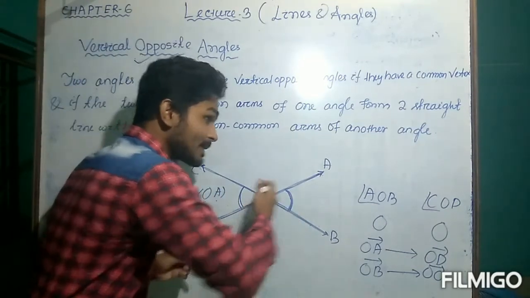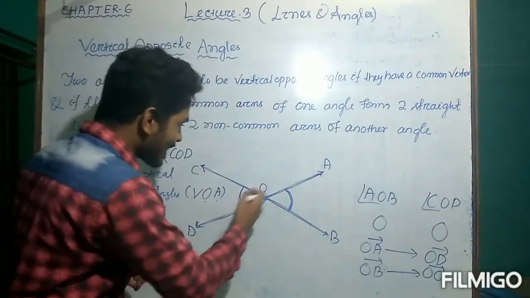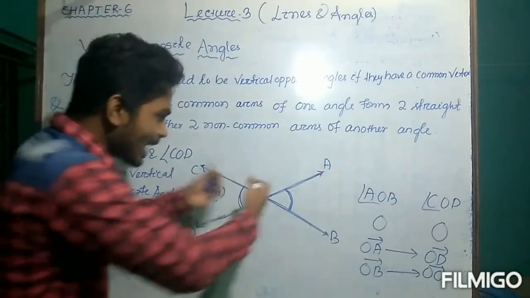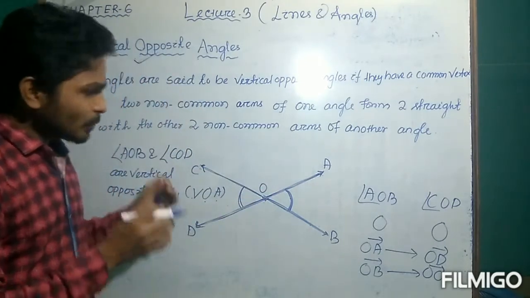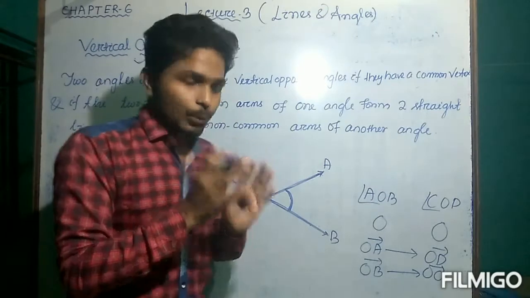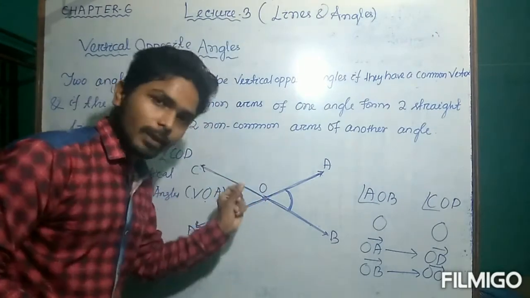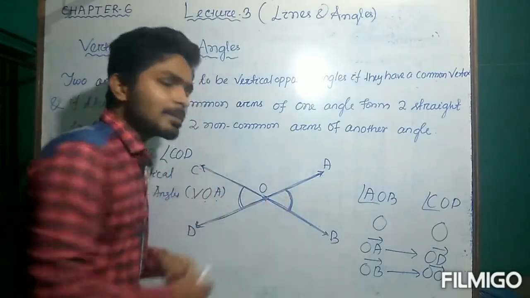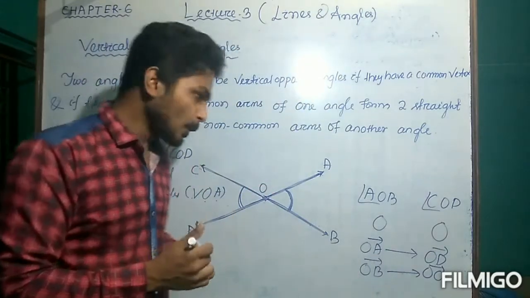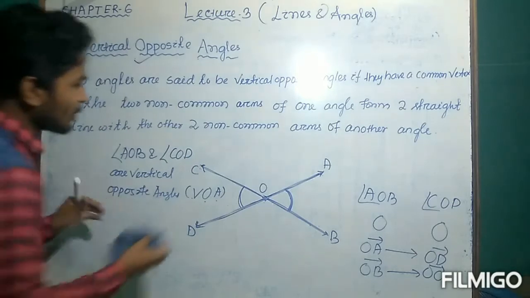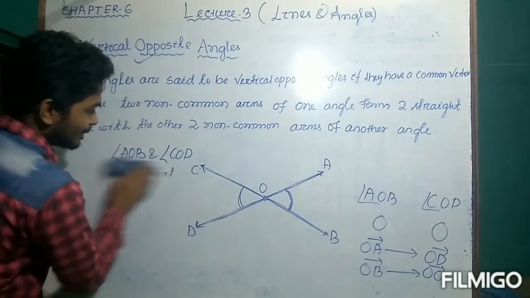See, this angle faces towards this direction and this angle faces towards this direction, so they are opposite and they have a common vertex, right? So in order to be vertically opposite angles, the two angles must have a common vertex and the other two arms must form two straight lines with the other two arms of the second angle. Okay, so this is the concept of vertically opposite angles.